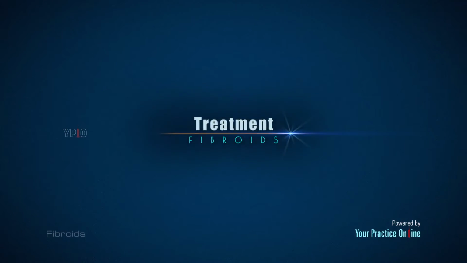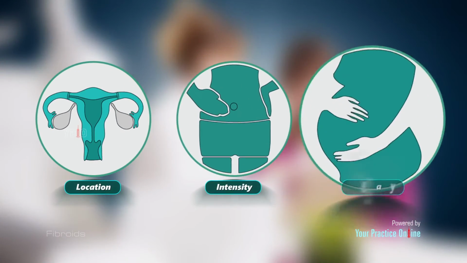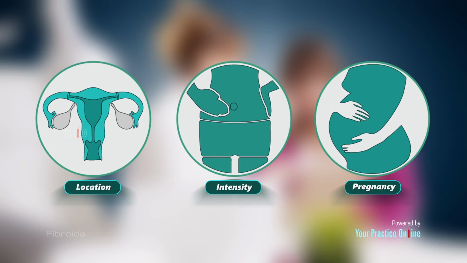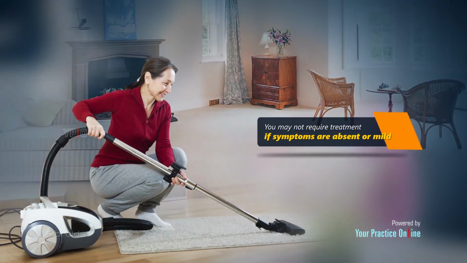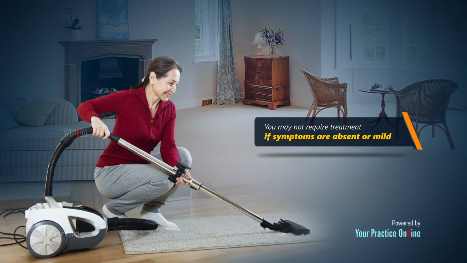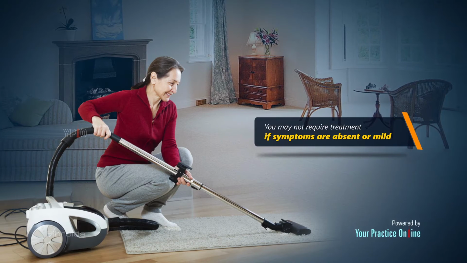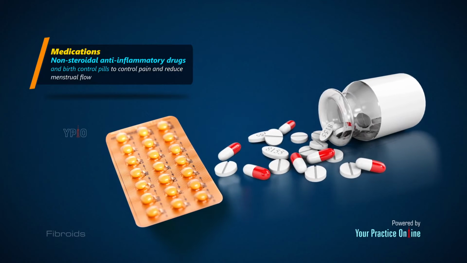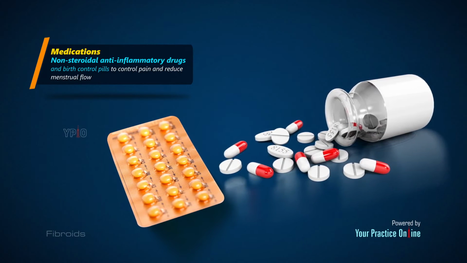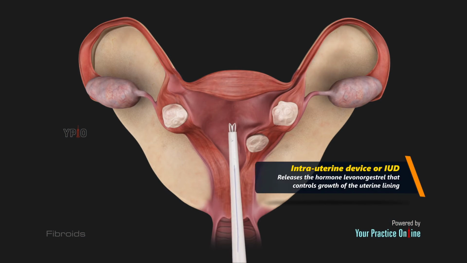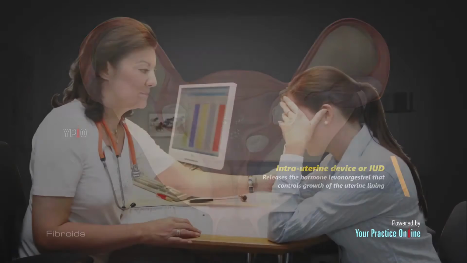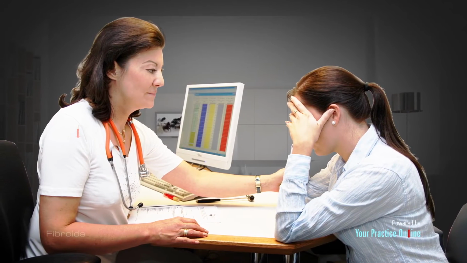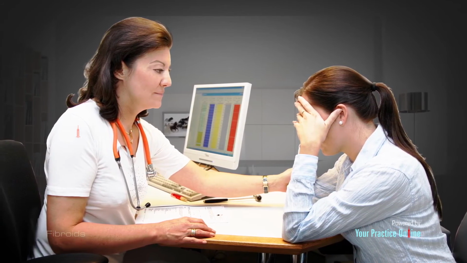Treatment. Treatment depends on the location of the fibroids, the intensity of the symptoms, and whether you are planning on a pregnancy. You may not require treatment if symptoms are absent or mild. When treatment is indicated, the different approaches include medications, including non-steroidal anti-inflammatory drugs and birth control pills to control pain and reduce menstrual flow. Placement of an intrauterine device, or IUD, which releases the hormone levonorgestrel that controls growth of the uterine lining. Surgery may be recommended for extreme cases where conservative options fail to provide relief.